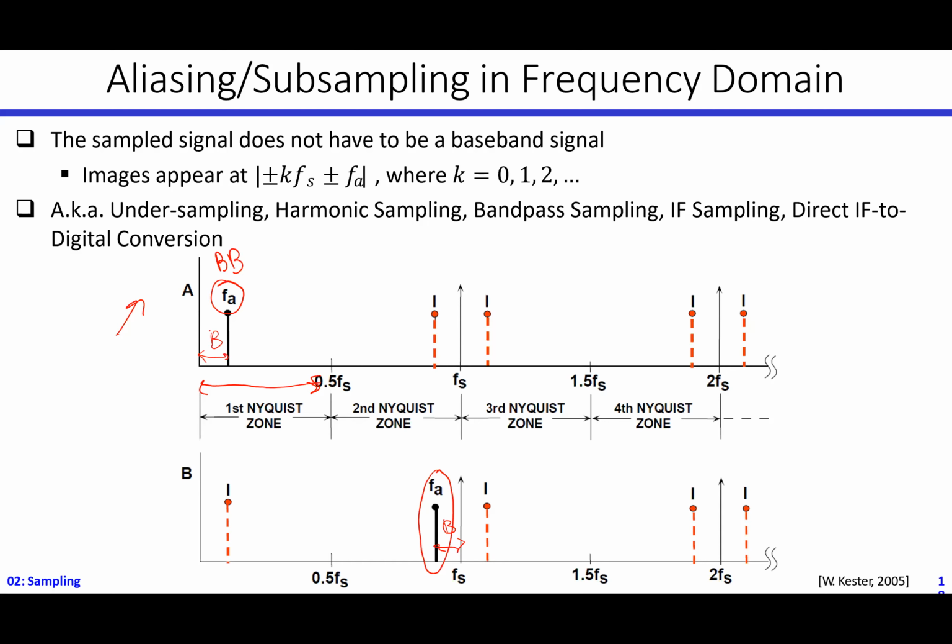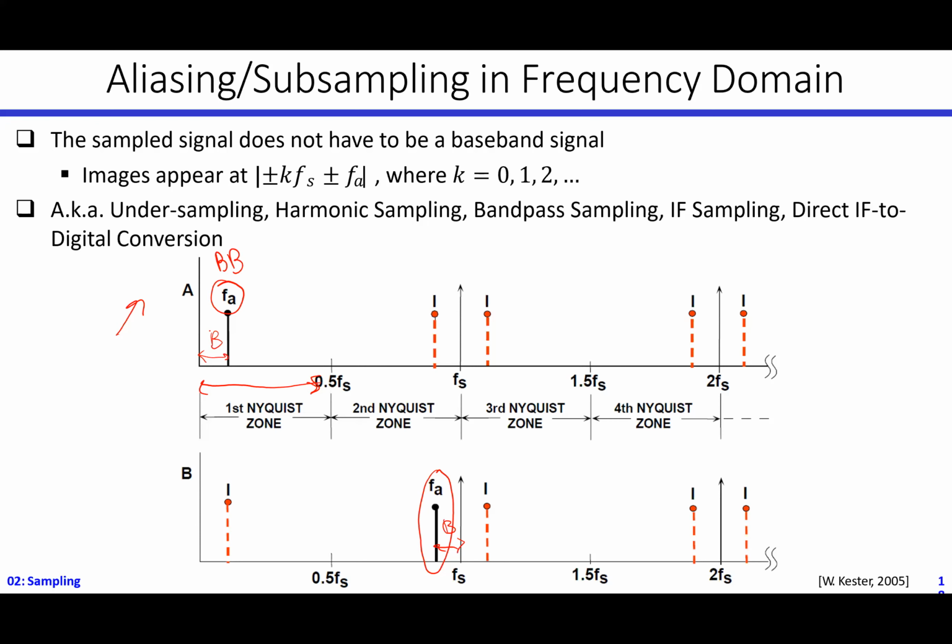Ideally, if I want to sample it normally, I would select a frequency at least 2 times this FA. But what if I sample it with a frequency that's just equal to Fs? This operation is called undersampling. It has multiple names, and sometimes it has applications, for example in RF transceivers. It's called direct IF to digital conversion, IF sampling, or band pass sampling.